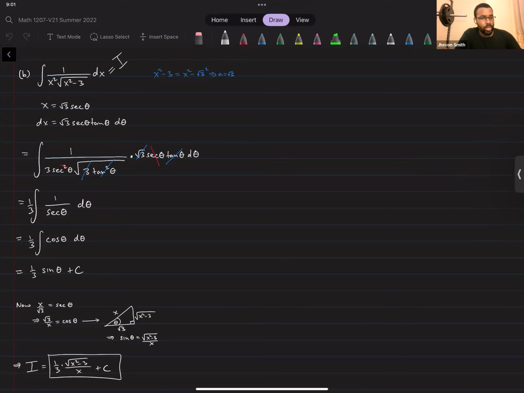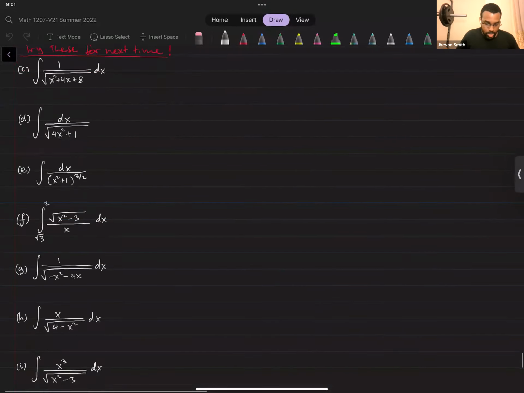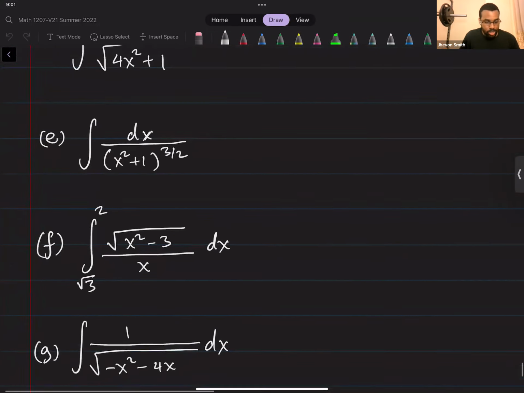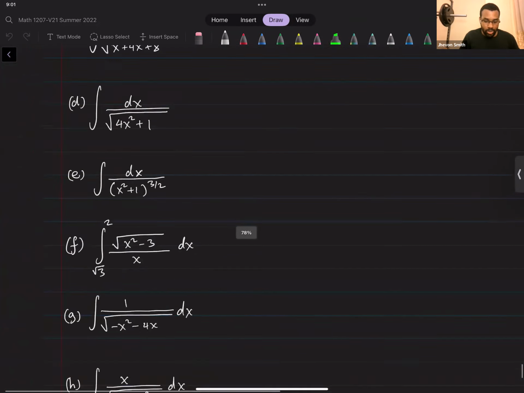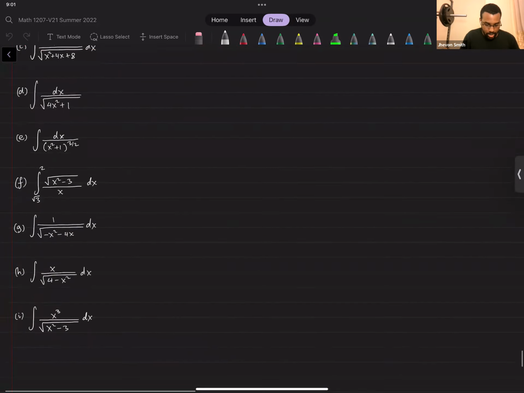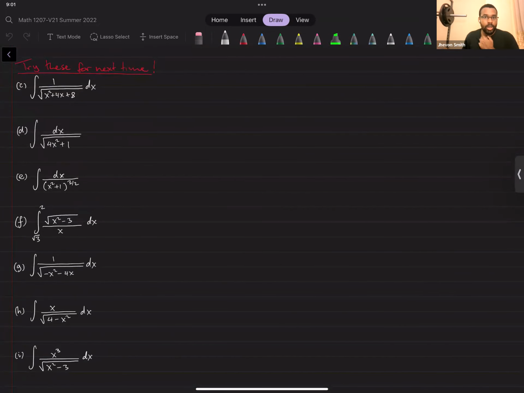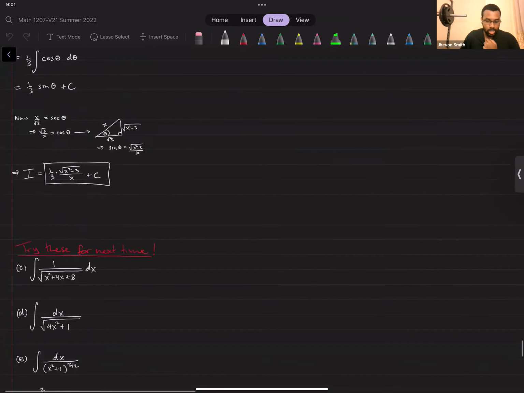And if you're still confused tomorrow, you can ask me some questions about it. But definitely make sure you try these and try to apply the trig substitution methods that we've been doing. For the definite integral, I would say not to back substitute. Try to see if you can figure out how to change the limits to avoid back substitution. But for now, we're going to wrap up there, and I'd want you to try those things for tomorrow.